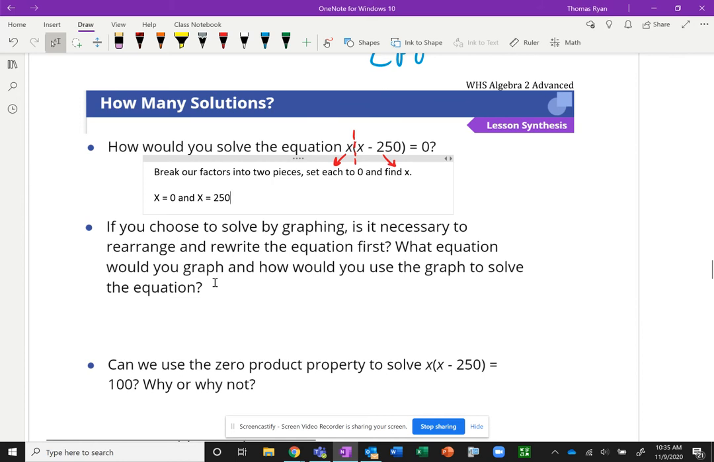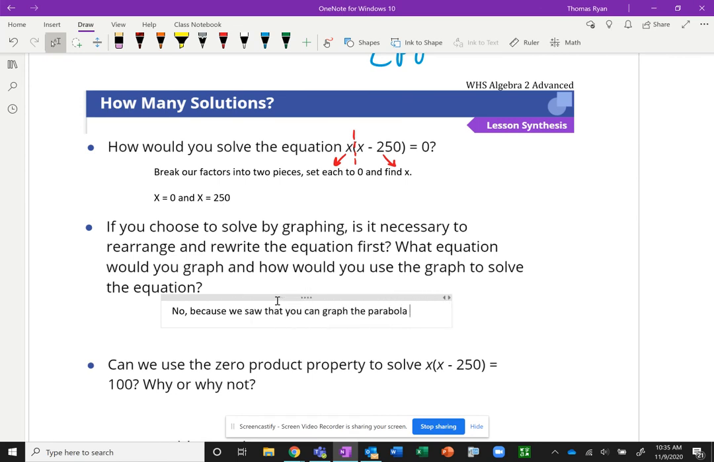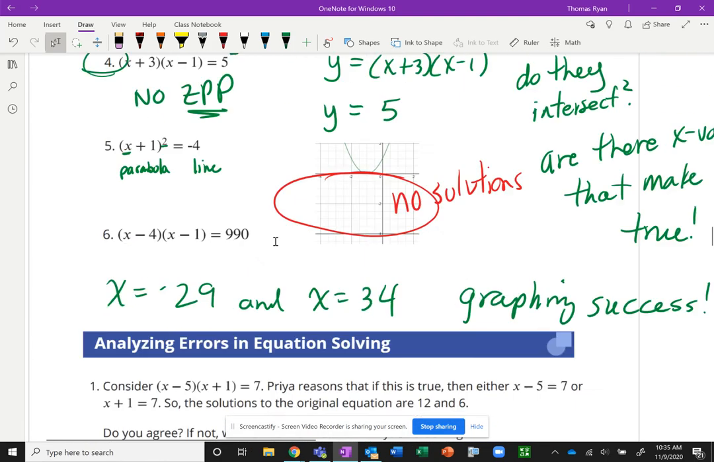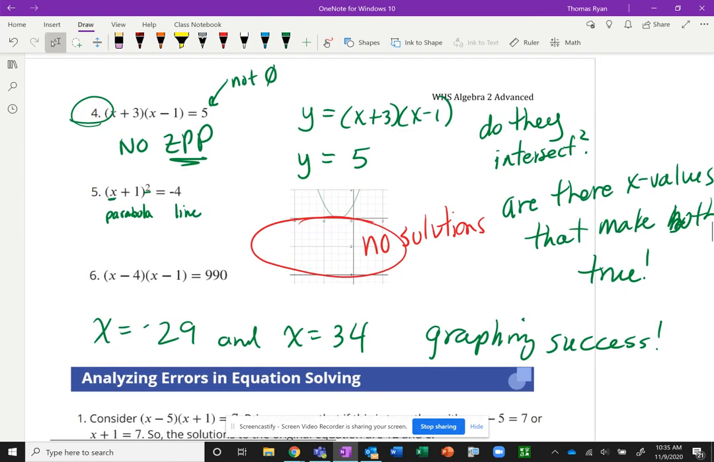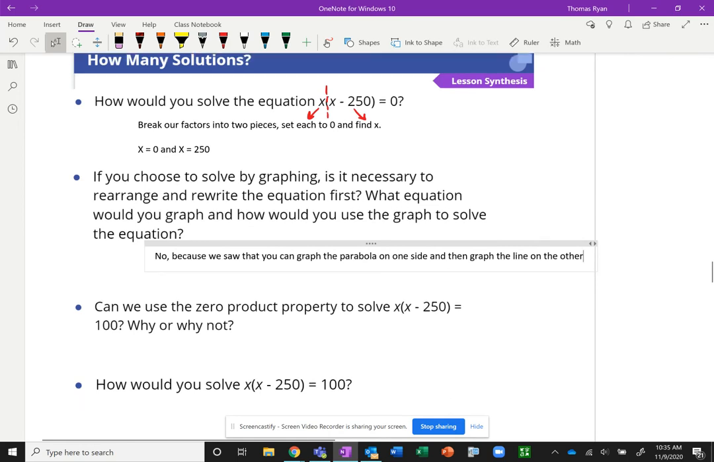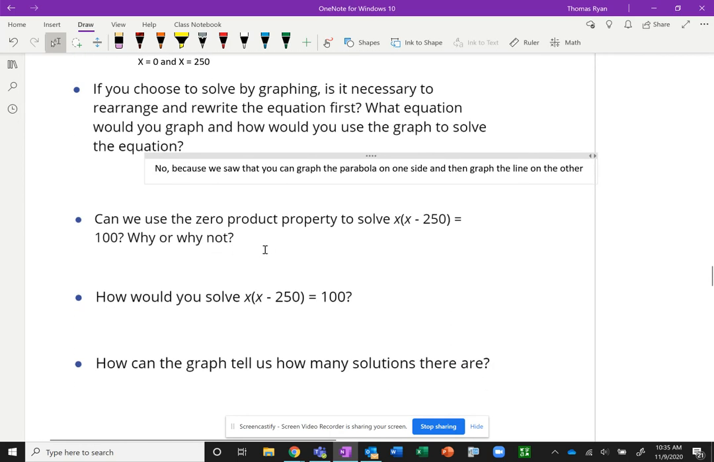All right, if we choose to solve by graphing, is it necessary to rearrange and rewrite the equation? No, right? It's not, because we saw that you can graph the parabola on one side and then graph the line on the other. Let me draw just a reminder, just like we did here. You don't have to rearrange it. You can just graph the two things separately and see if there are intersection points that would signify a solution.